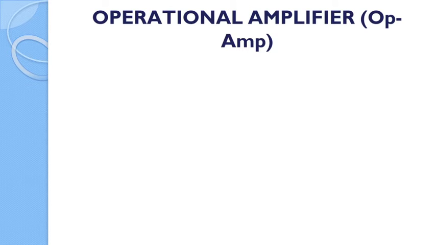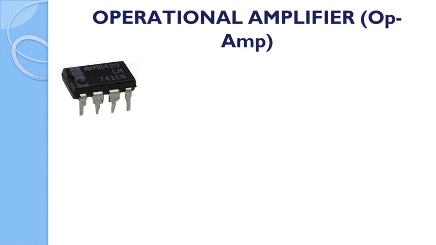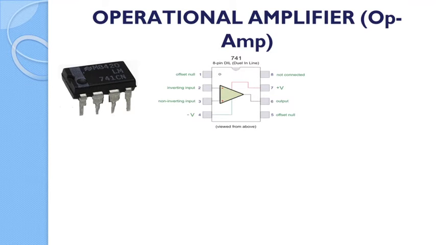The commercial IC that we use in our lab is IC741. It has 8 pins, whose schematic looks something like this. Pin 1 and pin 5 are used for offset, and the second pin is our inverting input, denoted by the negative sign. The third pin is our non-inverting input, denoted by the plus sign. The fourth and seventh pins are our bias voltages. The 8th pin is not connected and the 6th pin is our output. So this is a schematic of IC741.